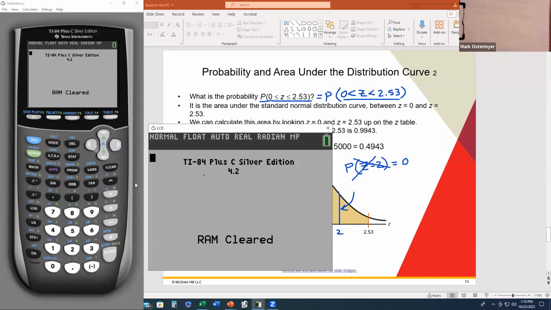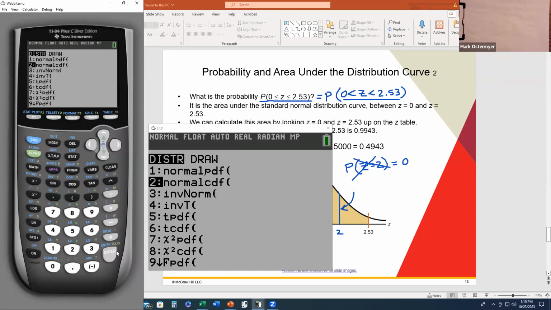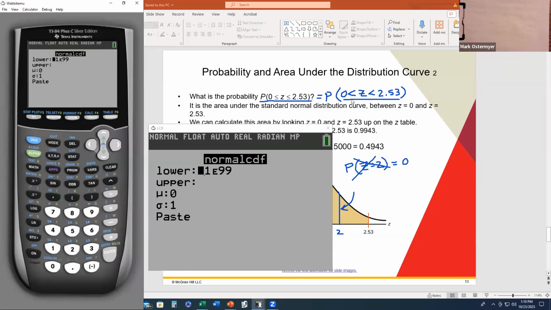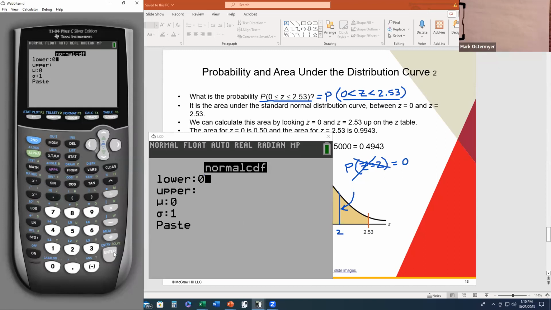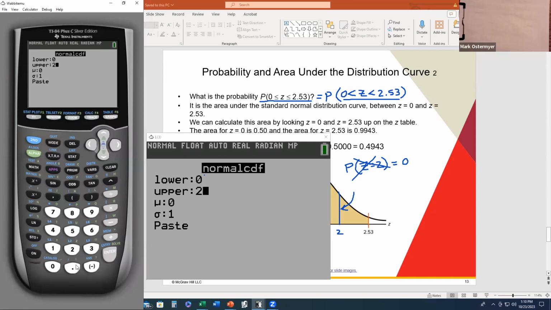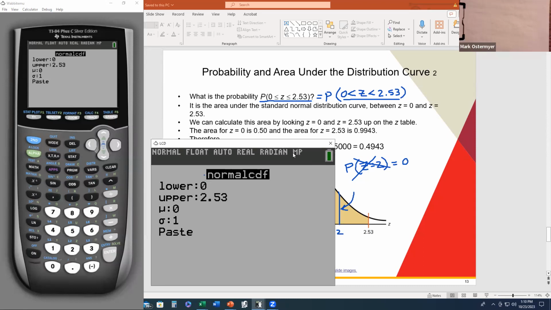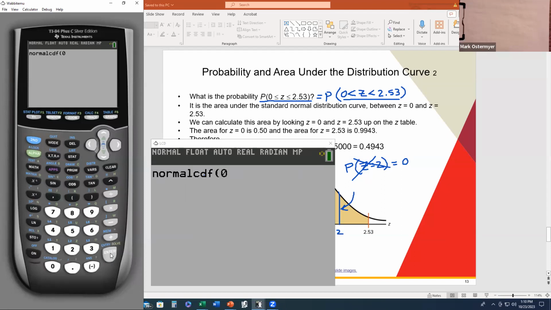So go get the normal CDF function. Second vars gets into your distribution mode. Go grab the normal CDF function. What's my lower endpoint? My lower endpoint for computing this area here is 0, correct? z equals 0. What's my upper endpoint? Well, my interval goes from z equals 0 to z equals 2.53. So my upper endpoint is 2.53. What's my mean of this distribution? Well, it's still a standard normal distribution. So the mean is still 0 and the standard deviation is still 1. Hit enter. There it is. Hit enter again, and boom, you compute that area.